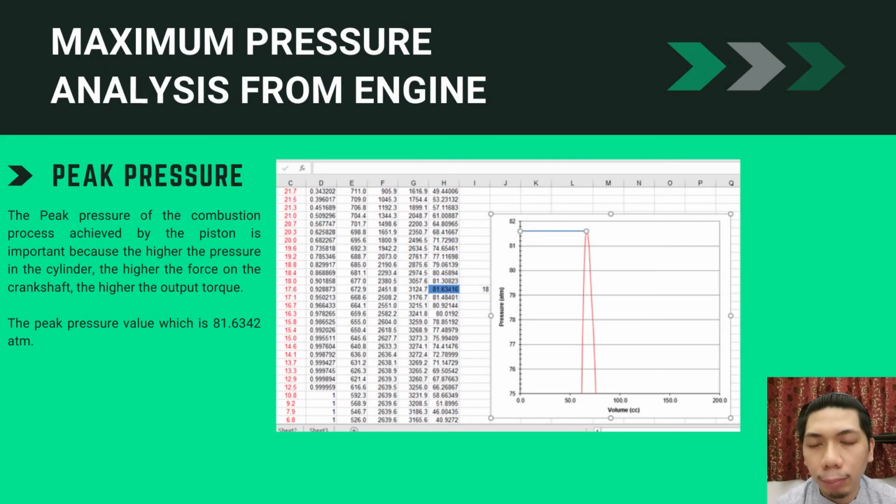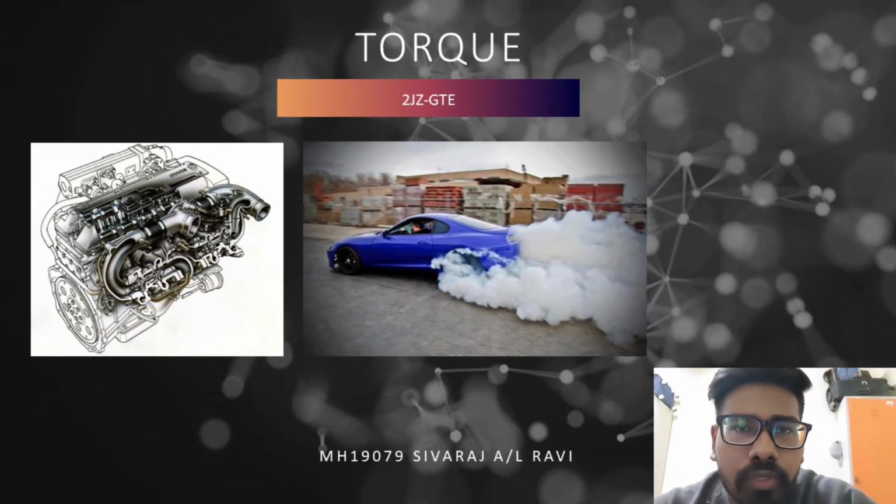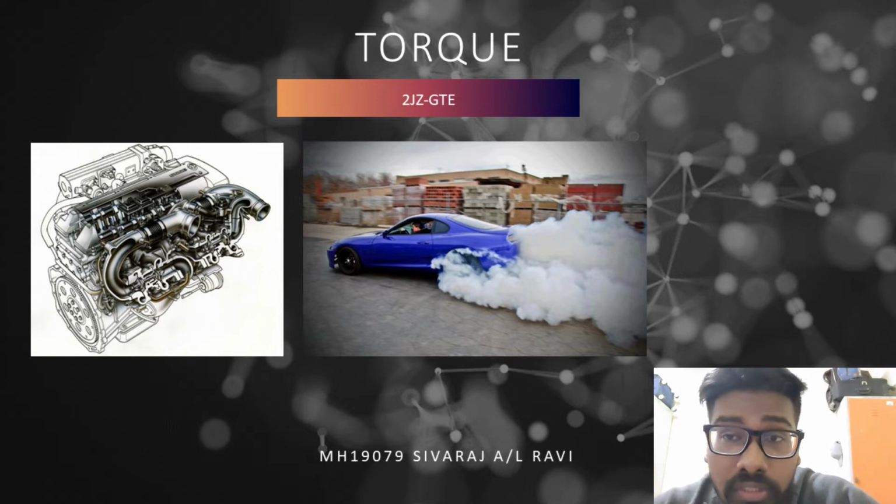From the peak pressure value, we can calculate a few things about our engine. From our data, we gained the peak pressure value of 81.6342 atm. For the next part, we will move on to the torque value of the 2JZ-GTE engine. This engine produces one of the highest torque values for its wheelbase.